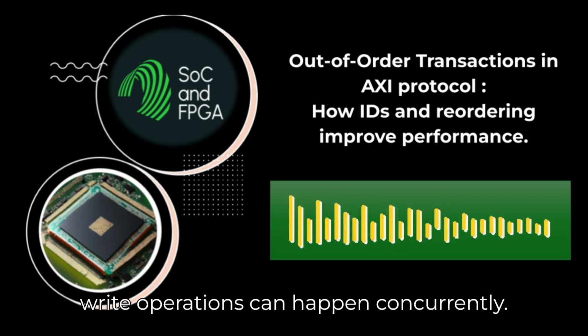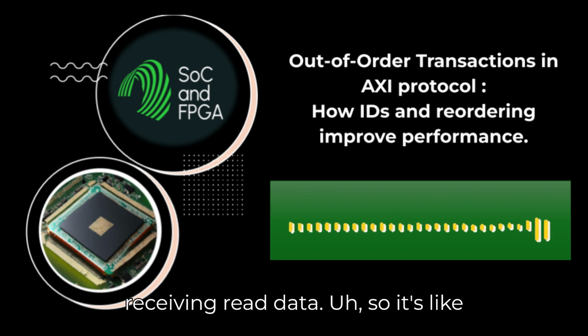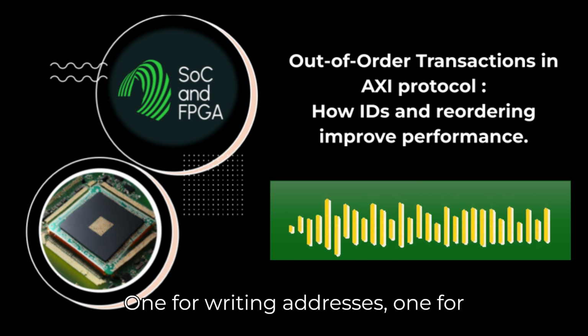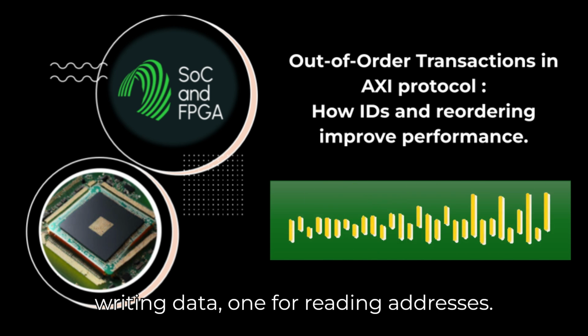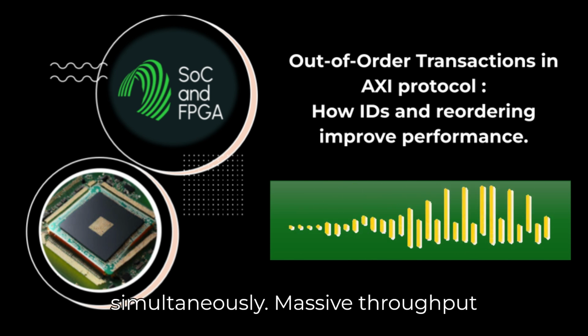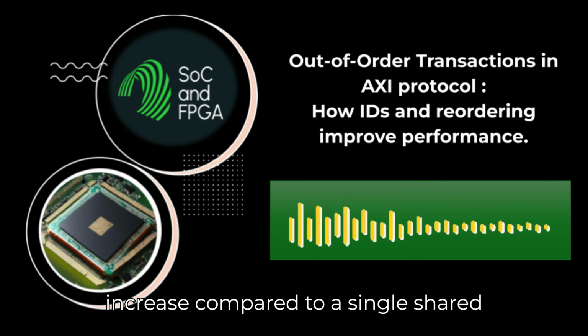In AXI, read and write operations can happen concurrently. You can be sending a write address while receiving read data. Ah, so it's like having dedicated lanes on the highway. One for writing addresses, one for writing data, one for reading addresses. That's a perfect way to think about it. Multiple express lanes operating simultaneously. Massive throughput increase compared to a single shared lane.